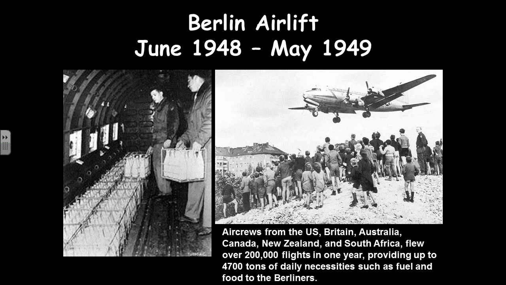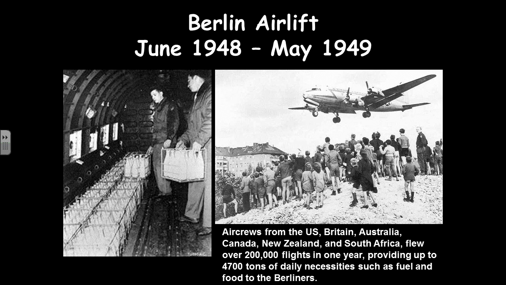We decide to try to help the city survive the blockade by flying in, over these corridors that we have from West Germany, all of the supplies that the city of West Berlin needs to survive. This is going to go on. We're going to supply this entire city by air for basically almost an entire year, from June of 1948 to May of 1949. Allied air crews are going to fly, as the slide notes, over 200,000 flights, providing everything from milk and food to clothes, medicine, like toilet paper, everything that you could possibly need to keep a city from dying or collapsing on itself for a year.